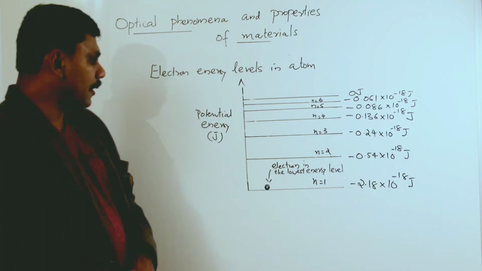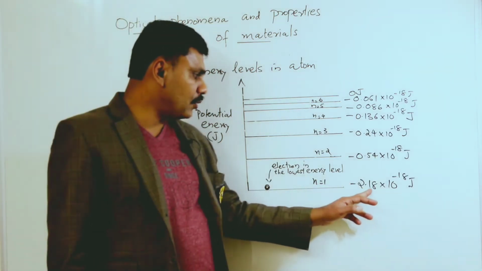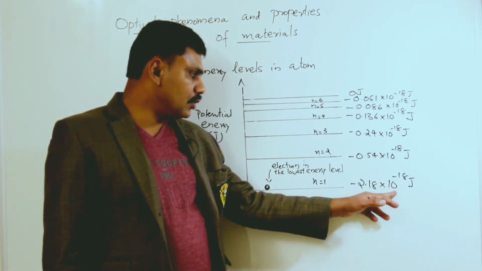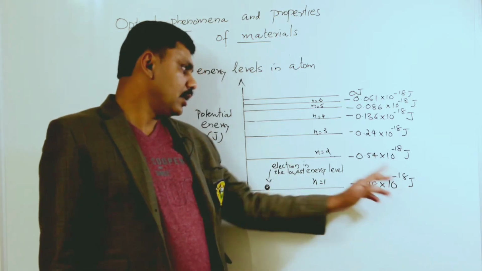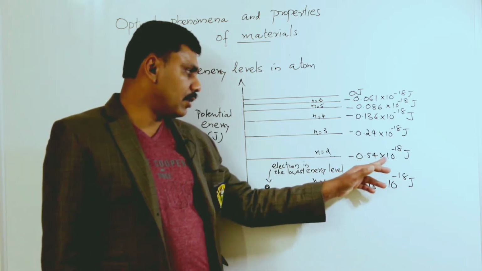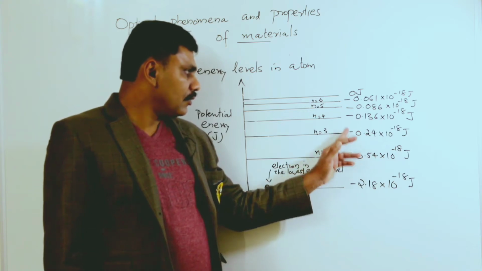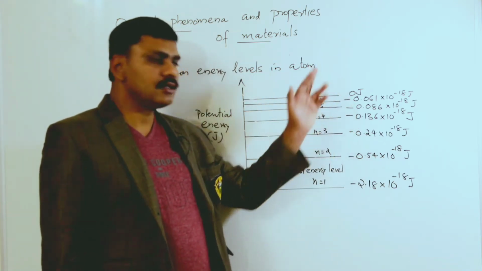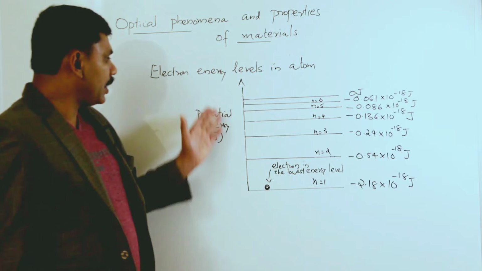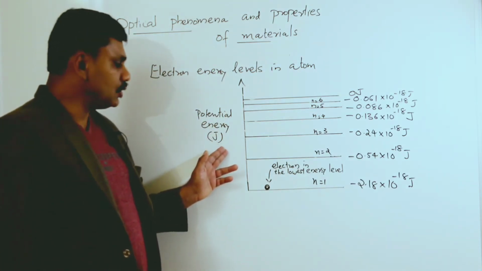In the first energy level, the energy value is minus 2.18 multiplied by 10 to the power minus 18 joule. In the second energy level, it is minus 0.54 multiplied by 10 to the power minus 18 joule. And the third, fourth, fifth, sixth continue. Here the y-axis is taken as potential energy, measured in joule.